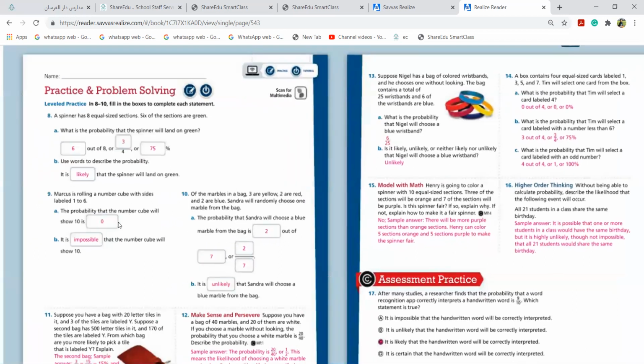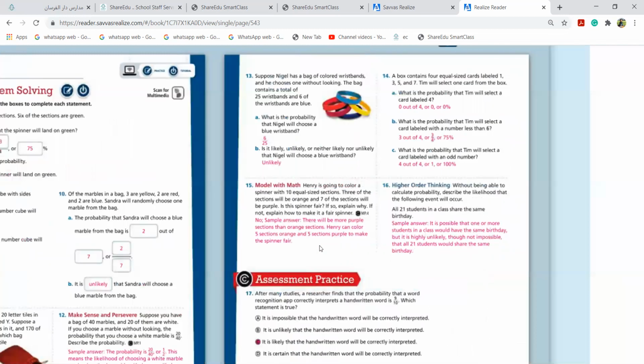All right, why did I write 0 here? Marcus is rolling a number cube with sides labeled 1 to 6. The probability that the cube will show 10. Girls, can the cube show 10? Your dice cannot show 10. It only has numbers from 1 to 6. So I cannot write 10 over 6 because it is not showing 10. So I write that as 0. So it is impossible for the number cube to show 10.